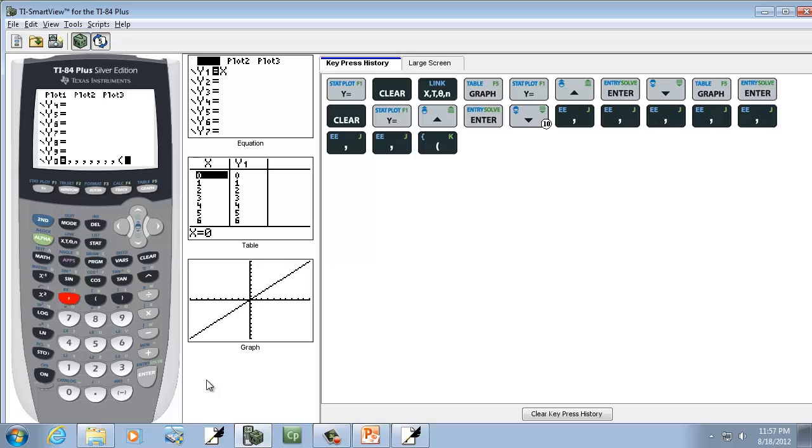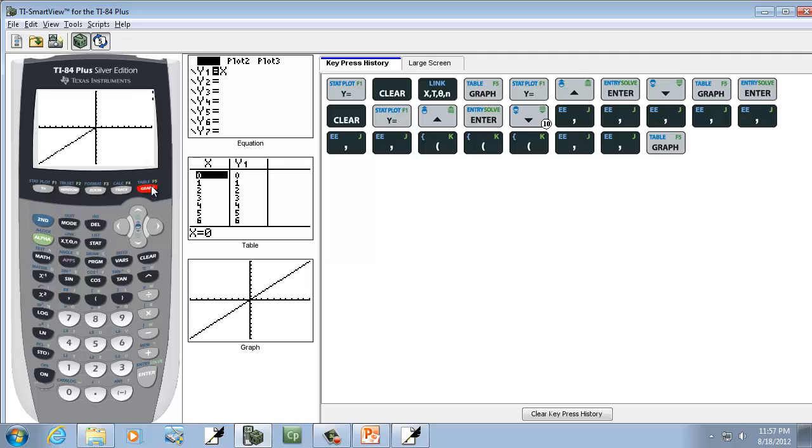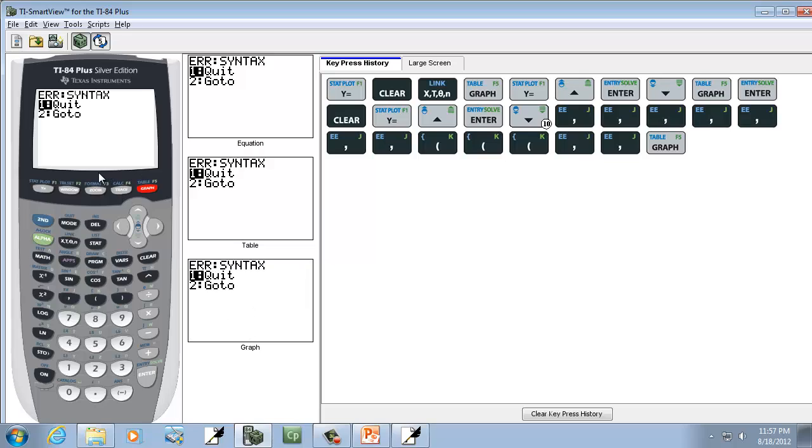and I'll just put some random garbage like that. And then if they push graph, it starts graphing, everything looks good, and boom, they get an error. Now, unfortunately, this is kind of a little flaw with the calculator, I think. You see how quit is highlighted?